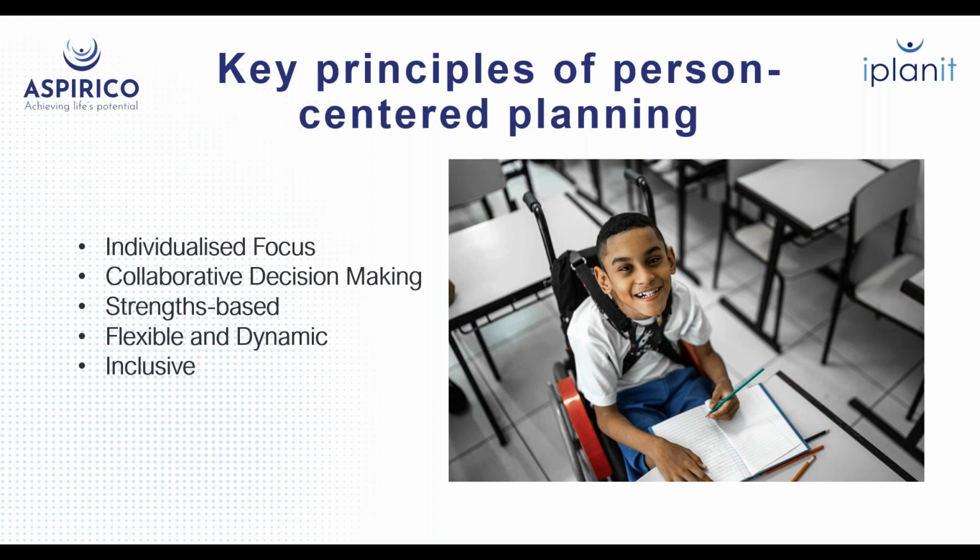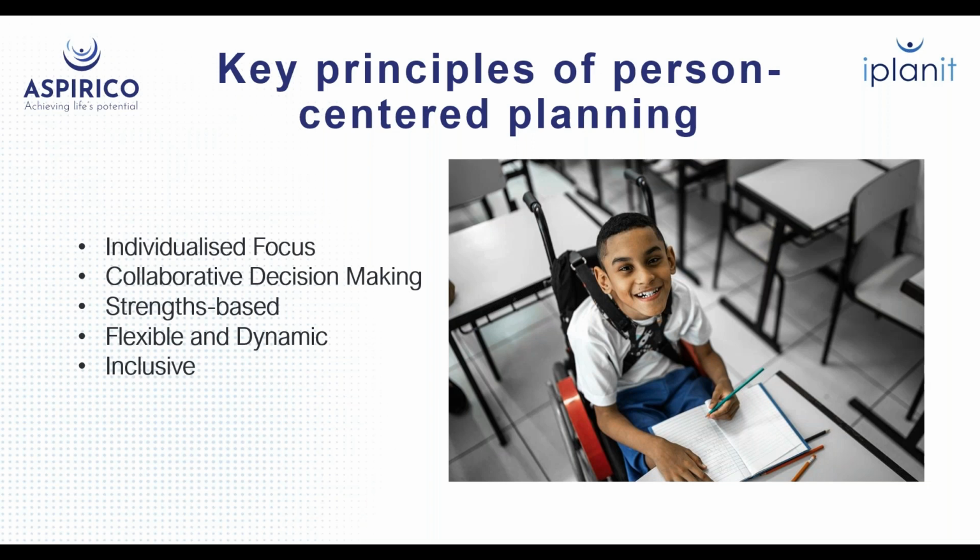So key principles include an individualised focus. So PCP, or person-centred planning, starts by understanding the unique strengths, preferences and goals of an individual. What are their dreams, their aspirations, and what matters most to them? It involves collaborative decision-making, a collective effort where the individual, their family, friends, whānau, and support professionals all work together to make decisions that align with the individual's desires and needs.